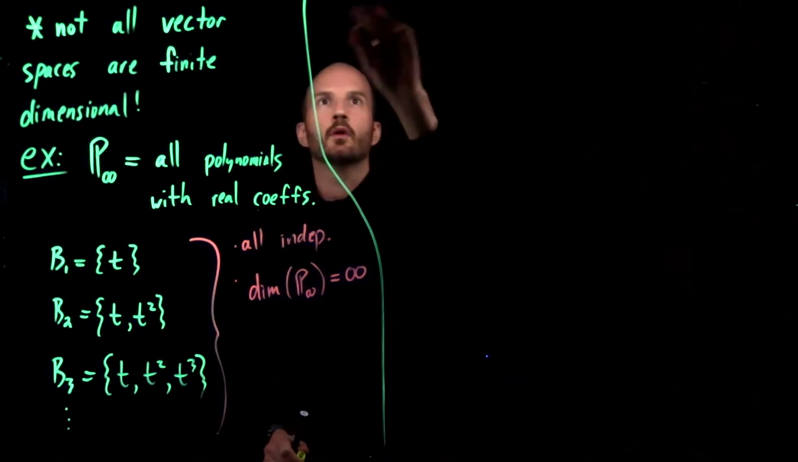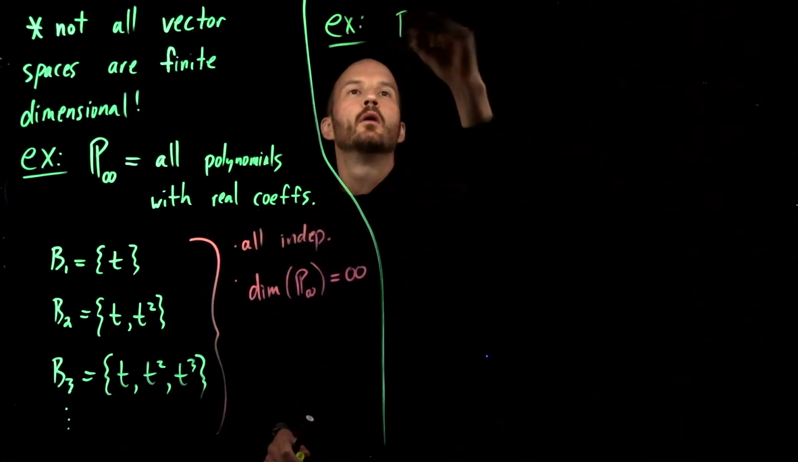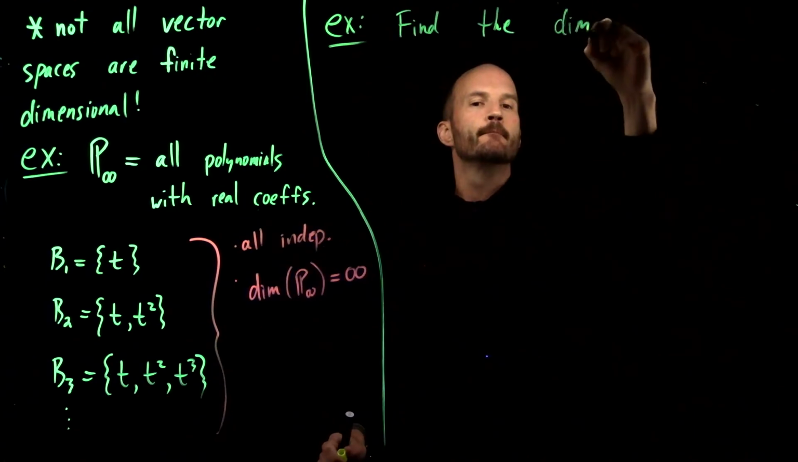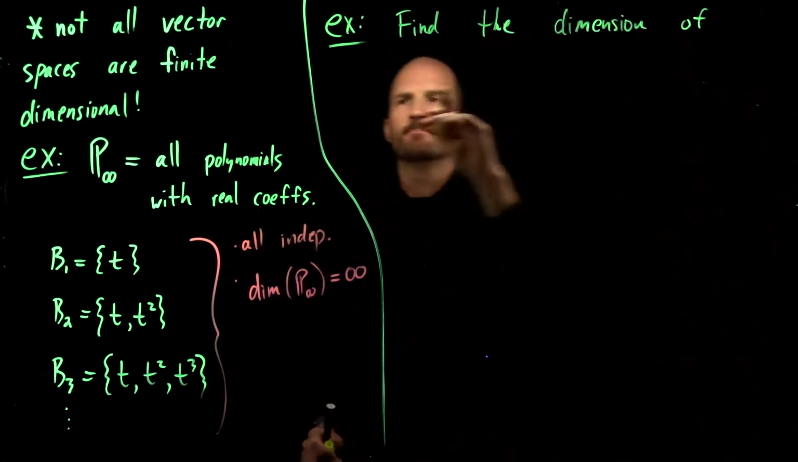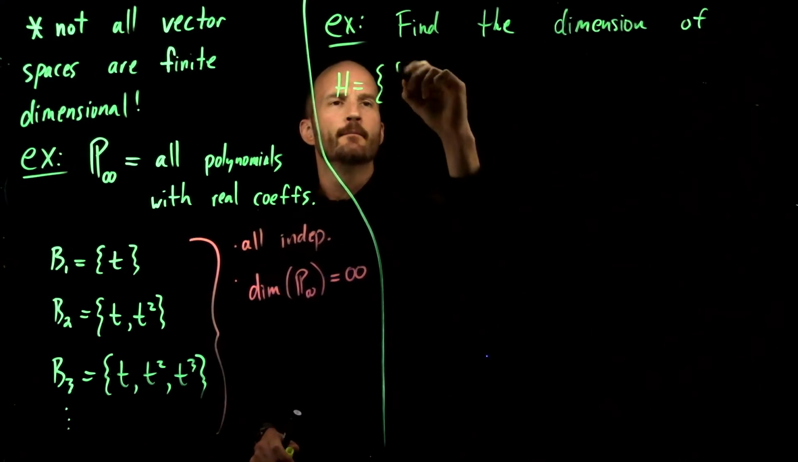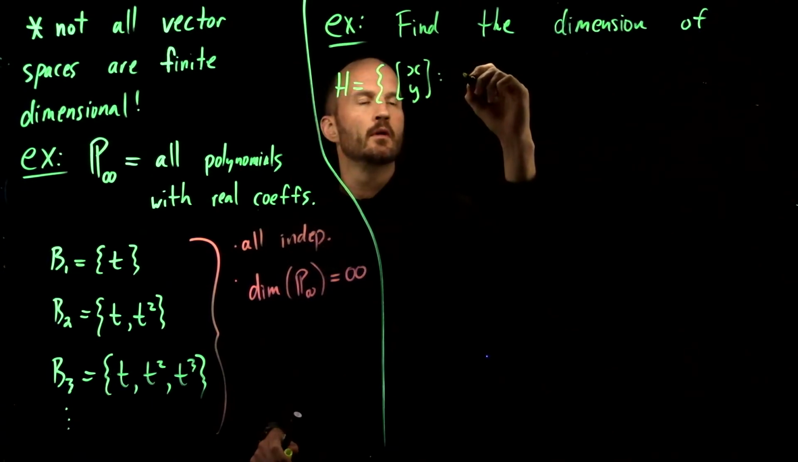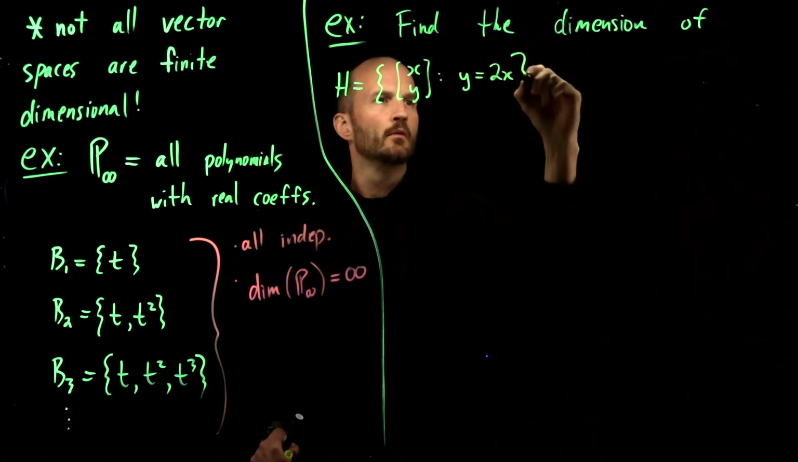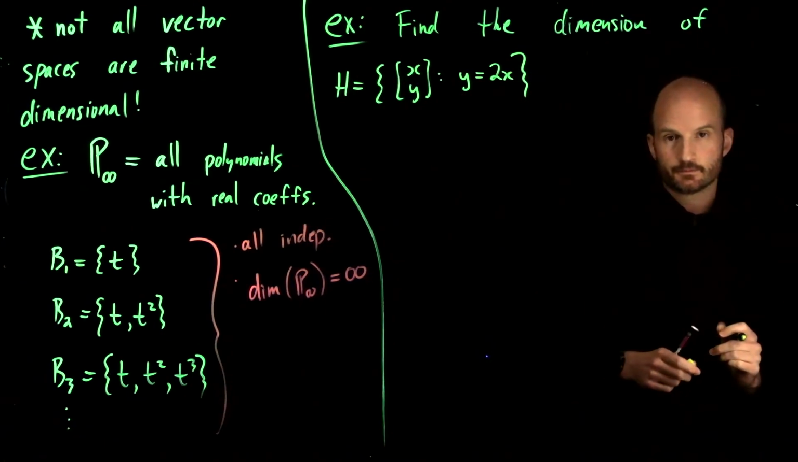Let's move on to a more pedestrian example. So we're going to find the dimension of H, which is a subspace of R2. So two-dimensional vectors that pass this test. Let's find the dimension of this thing.